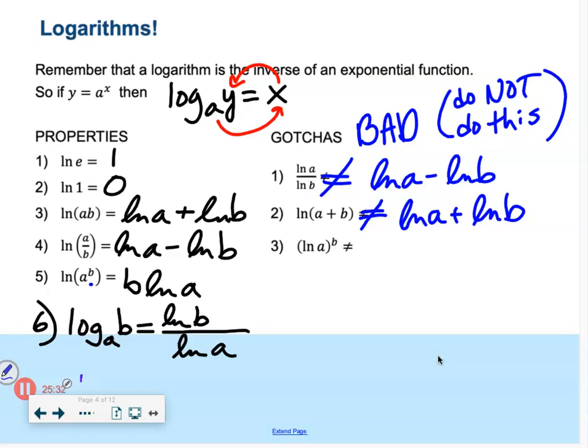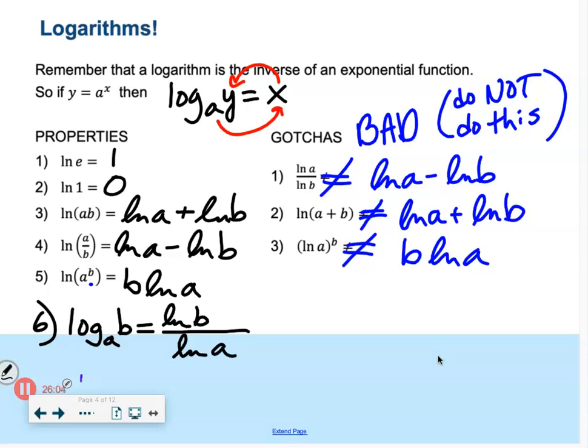All right? Okay. ln of A, the whole log to the B power, and I'm going to make this really big, is not B ln A. When you're raising the entire log to a power, it just means ln A times itself B times, right? So you can't just put the B out front. It's ln A.